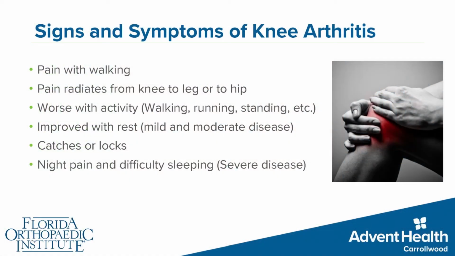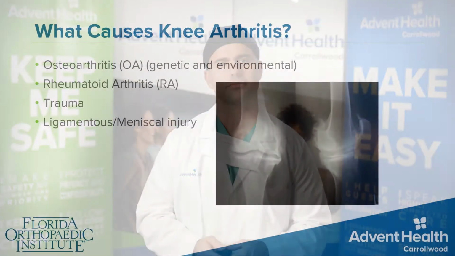What are signs and symptoms of knee arthritis? Very similar to hip arthritis, pain with activity. Sometimes pain can radiate down the leg or up the hip a little bit. Pain is aggravated with activity and oftentimes improved with rest. You can have locking, catching. You can have instability or giving out of the knee. And again, night pain typically occurs when you have severe disease.